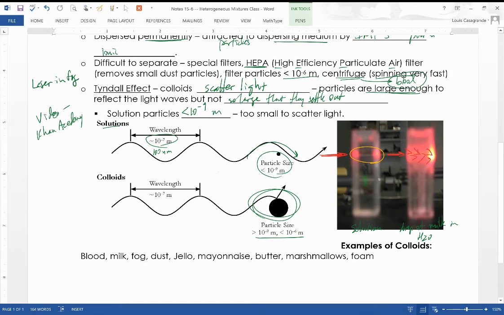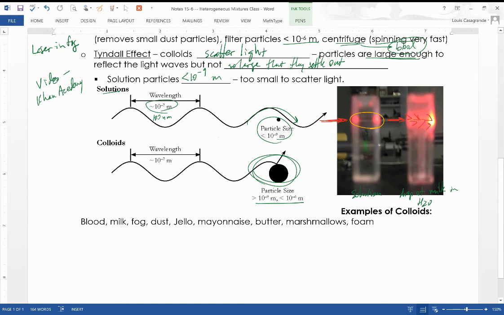So, some different kinds of colloids. We've mentioned a few: blood and milk. Blood is a liquid-liquid colloid. Milk is a liquid-liquid colloid. Fog is a liquid in a gas: water droplets dispersed through air. Dust is a solid in a gas. Jello is a liquid in a liquid, I believe. Mayonnaise is a liquid in a liquid. Butter is a solid in a liquid. That's why it's a little thicker. Marshmallow is a gas in a solid. Foam is a gas in a liquid.